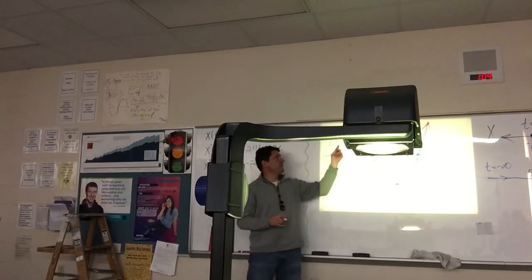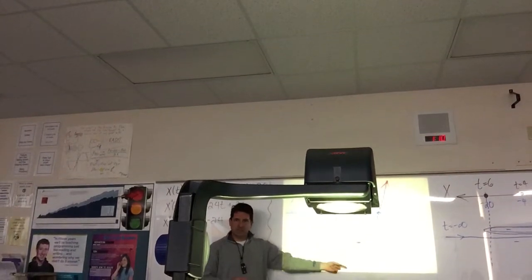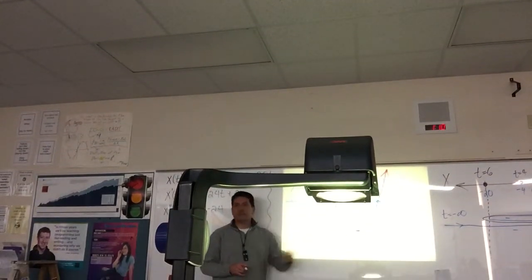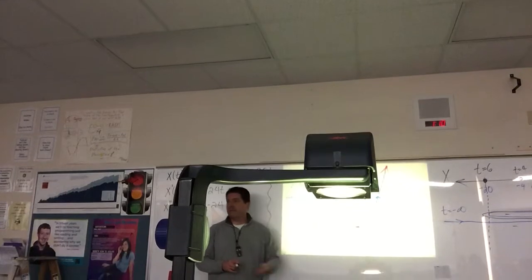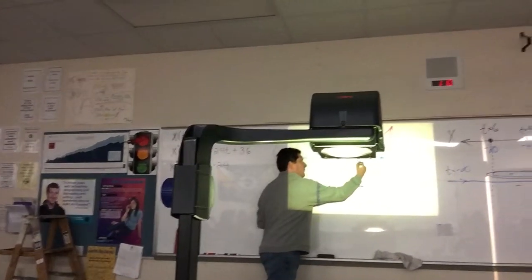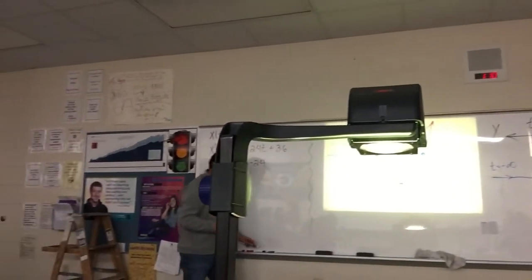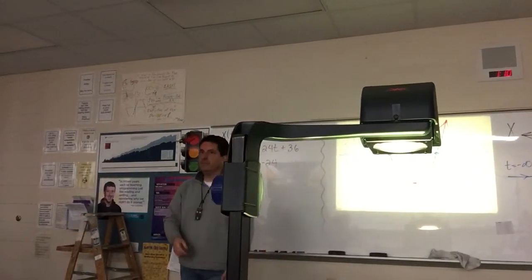What's the derivative of velocity? Acceleration. That means the acceleration is equal to 0 at this value, which is time equals 4. Matches our chart. Okay? So let's graph the second derivative.